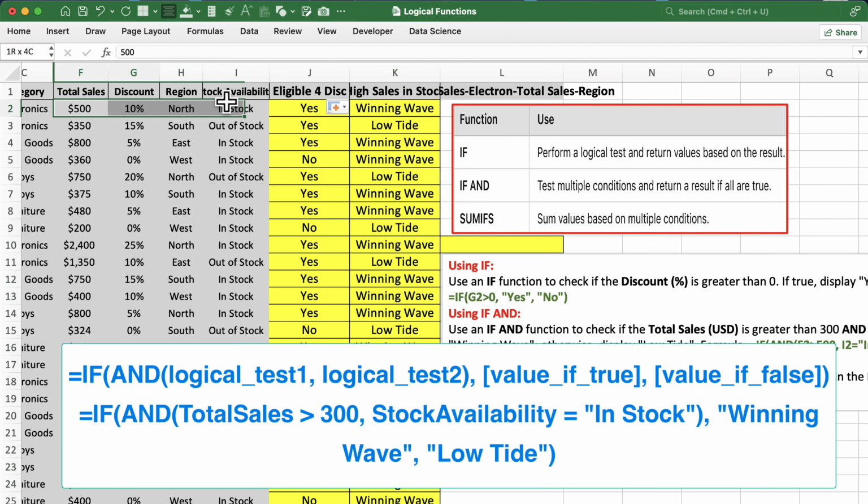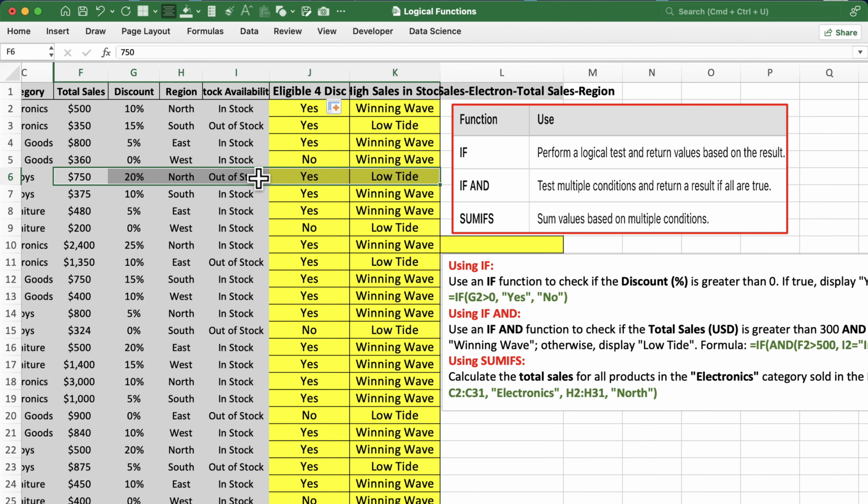It shows that the sales value is 500, which is greater than 300, and stock availability is in stock, therefore it gives winning wave. In second case, although sales value is greater than 300, it is out of stock. So one condition is met but other condition is not met, therefore it returns low tide. Similarly, for these two, both of these values are greater than 300 and both of them are in stock, therefore it returns winning wave. And over here, although one condition is met, which is 750 being greater than 300, it is out of stock, and therefore Microsoft Excel returns low tide.